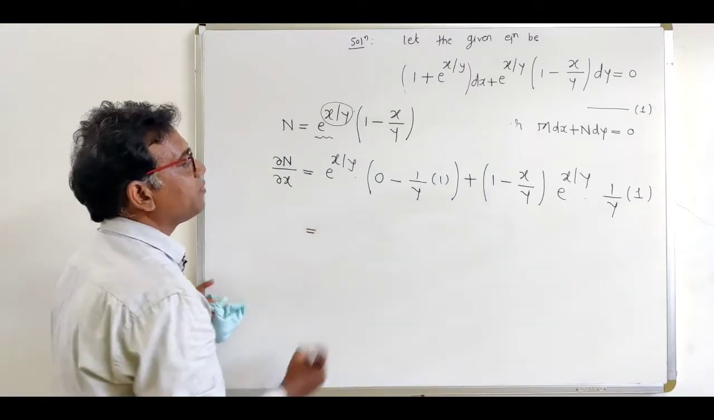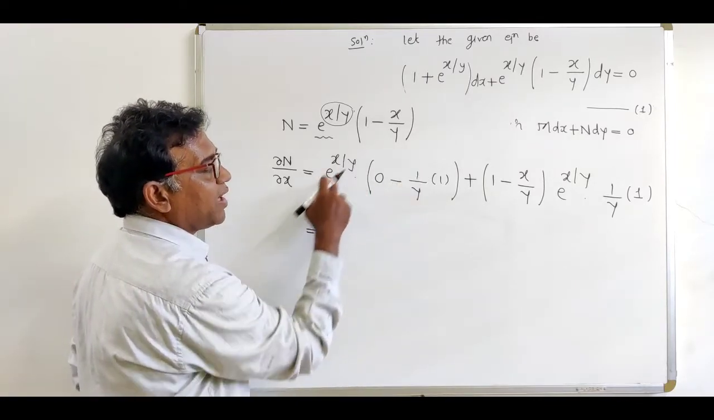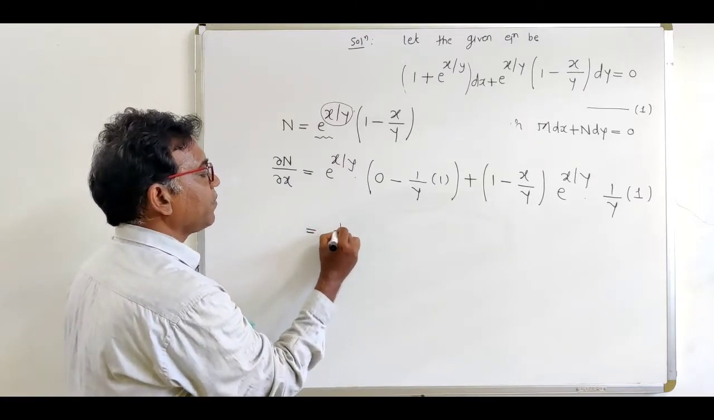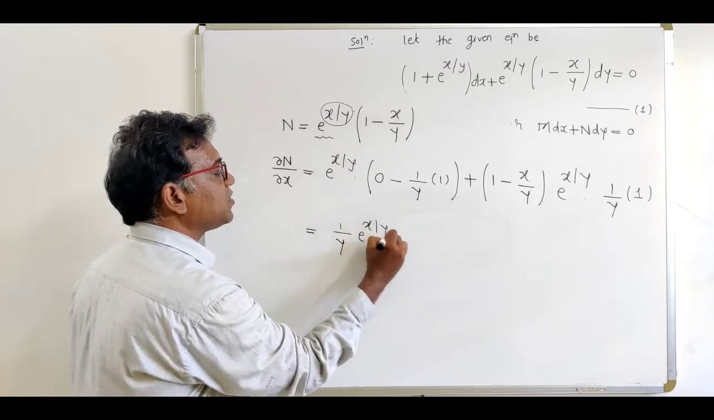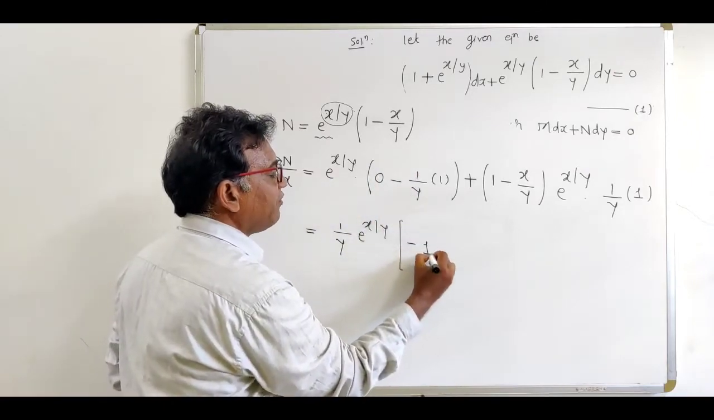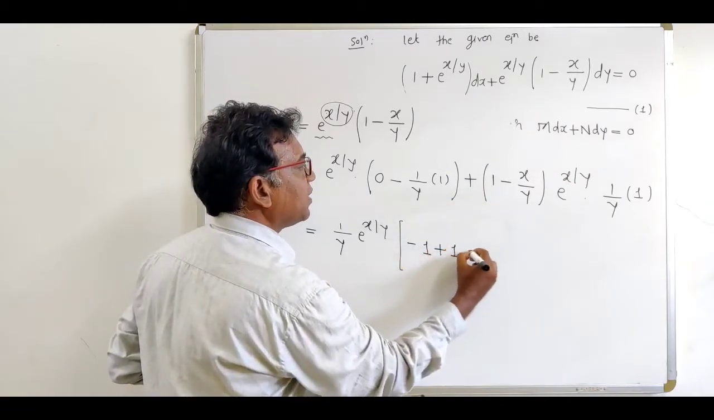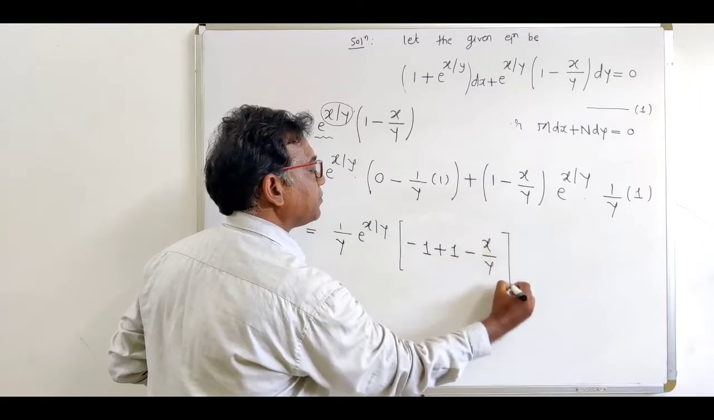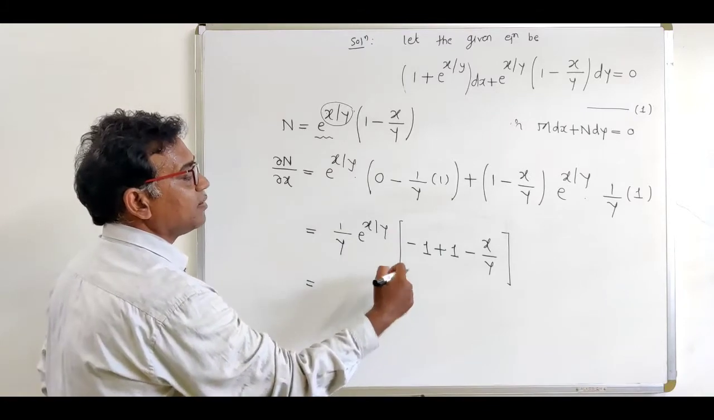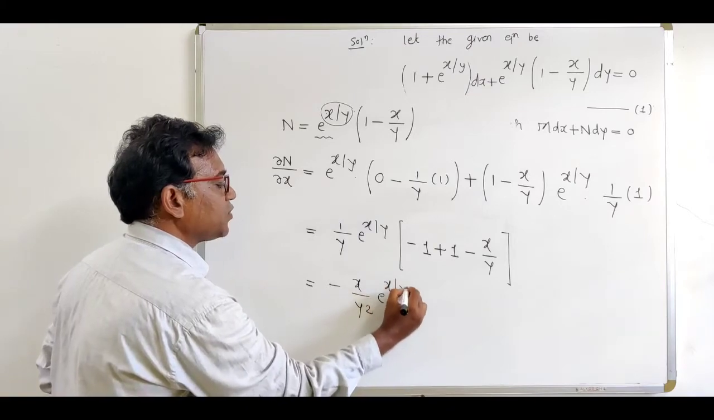So simplify this. So this is equal to, now this 1 upon y and e raised to x upon y is the common term from these two terms. So write down the common term, 1 upon y e raised to x upon y. What is the remaining term? Here we get minus 1. Plus 1 minus x upon y. Minus 1 plus 1 cancel. So this is minus x upon y square into e raised to x upon y.